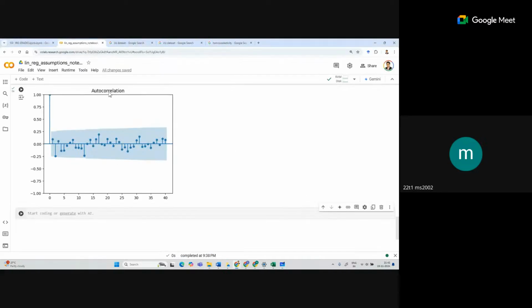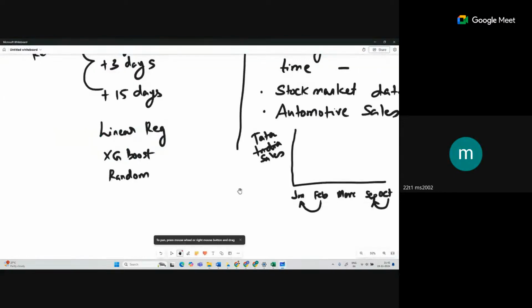So here we were talking about autocorrelation. Here, what is this y-axis? What does this tell you? +1 to -1? What does this tell you? Correlation coefficient. Okay, so let's talk about an example.